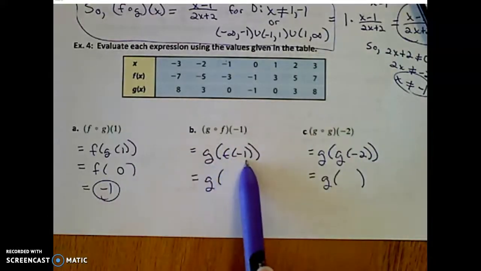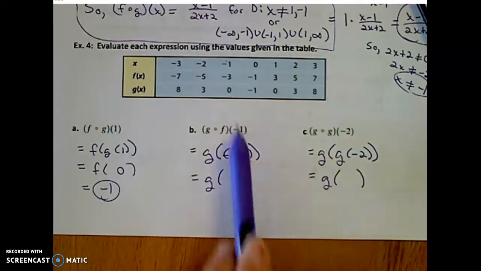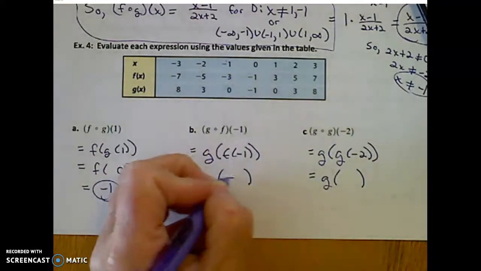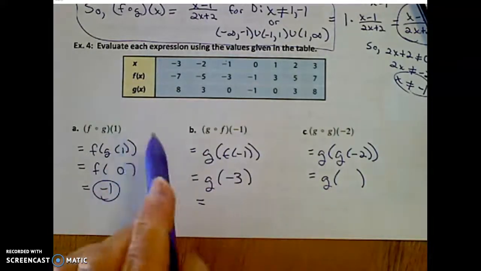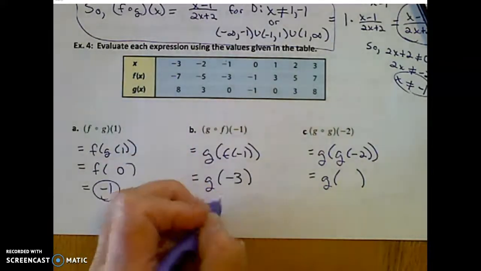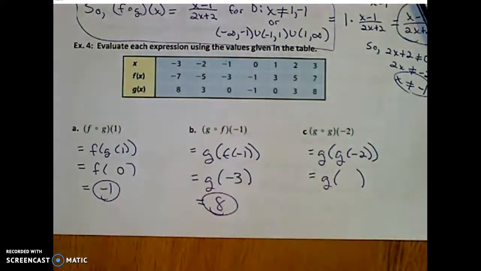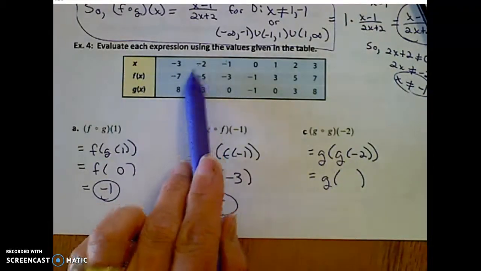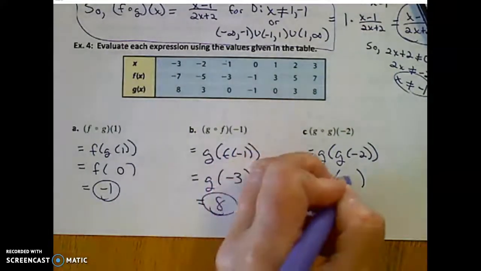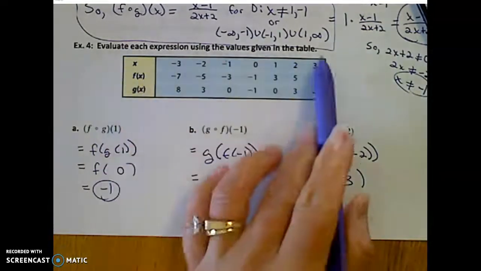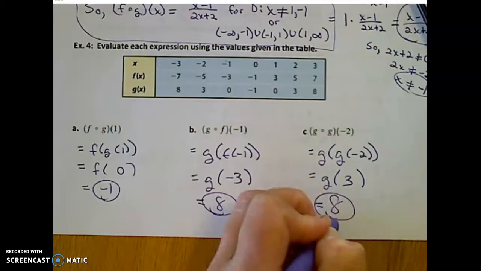Okay, start from the inside and work your way out. F of negative 1, which is negative 3, and then g of negative 3, which is 8. G of negative 2, look on the inside, g of negative 2, which is 3. And then g of 3, come back over here to 8.